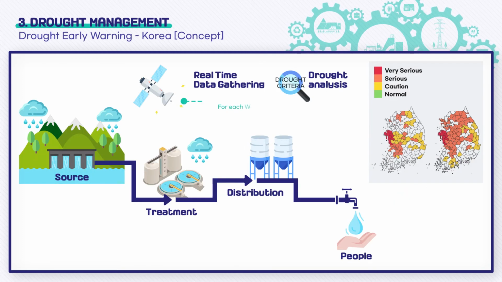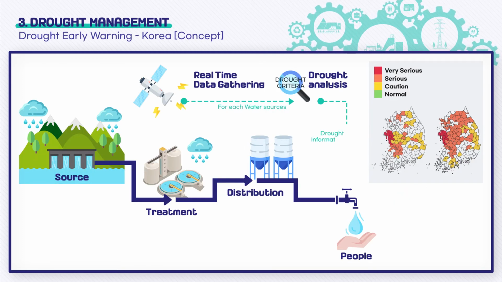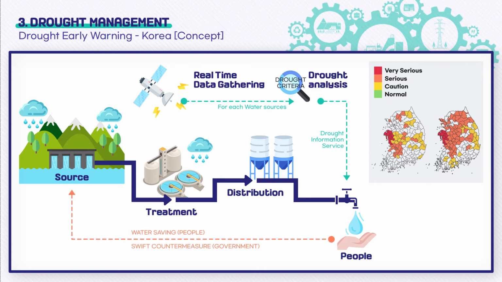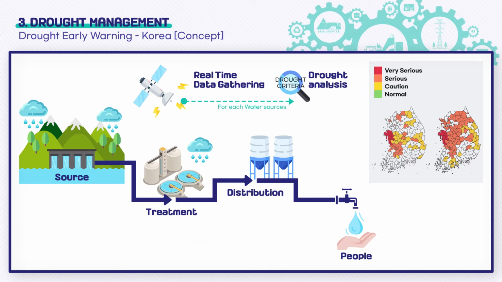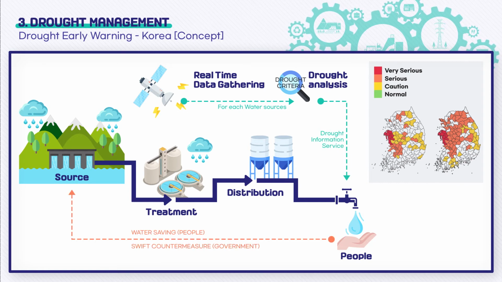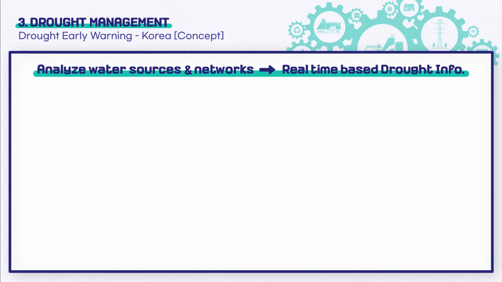As such, when information is provided, the people provided with the information can easily associate and understand the stage of drought in the region, as well as the reserve and inflow of the water source used. Korea's drought early warning system provides information by fundamentally analyzing the water sources of each region and their connection systems.